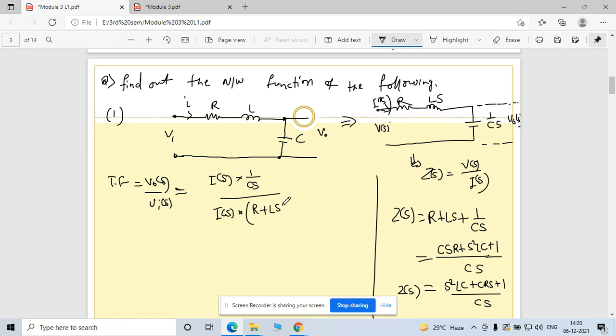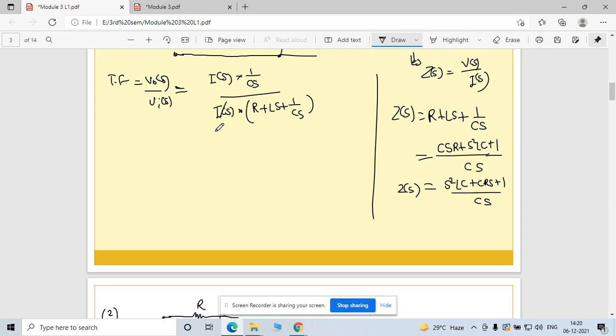R plus LS plus 1 by CS. Now see, this cancels out, right? So this becomes 1 by CS, and this value is nothing but your impedance. So you can directly write that this is nothing but your S square LC plus RCS plus 1.